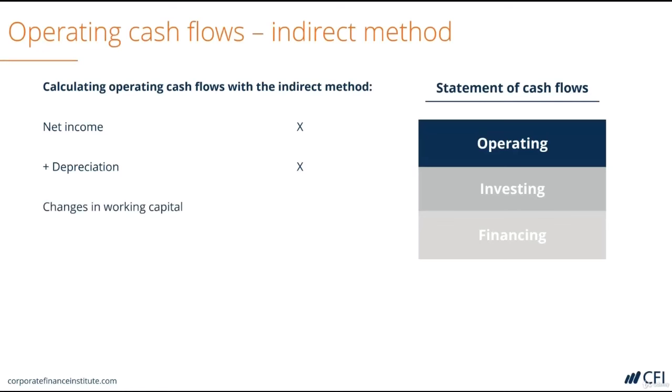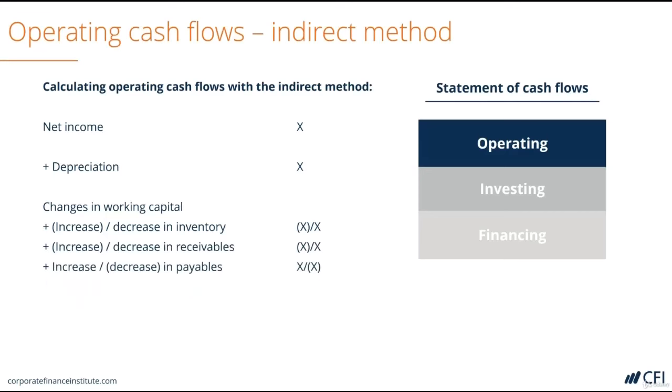Then adjustments are made for changes in working capital. Those changes in working capital include any changes in inventory balance over the period, any change in accounts receivable balance over the period, and finally, any change in accounts payable balance over the period, as well as other working capital accounts. And the total at the bottom after adding up all of these items is the net operating cash flow for the period.